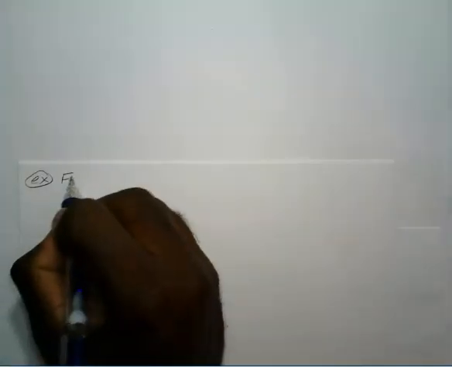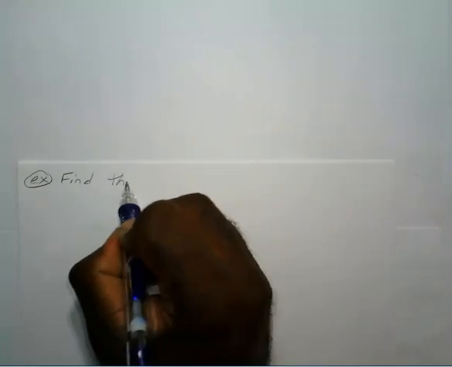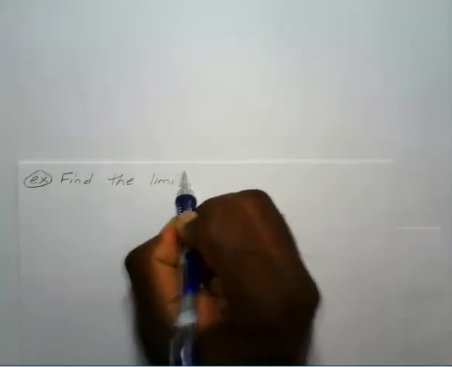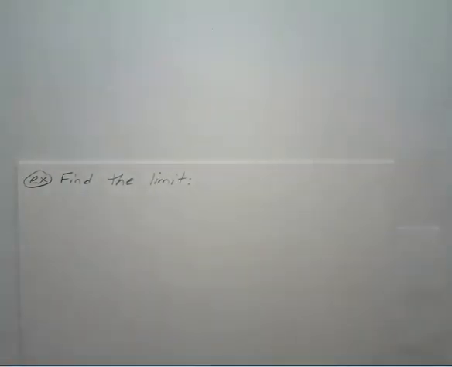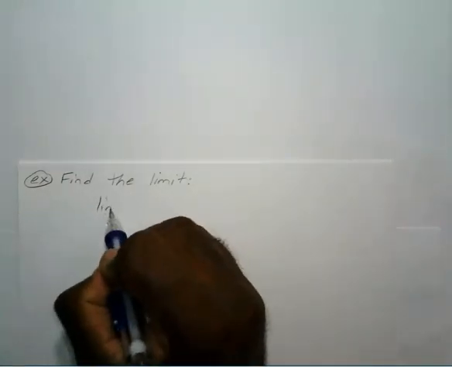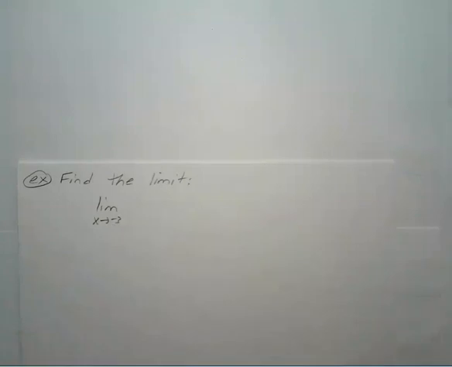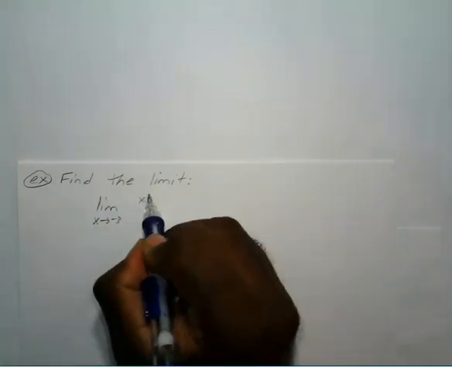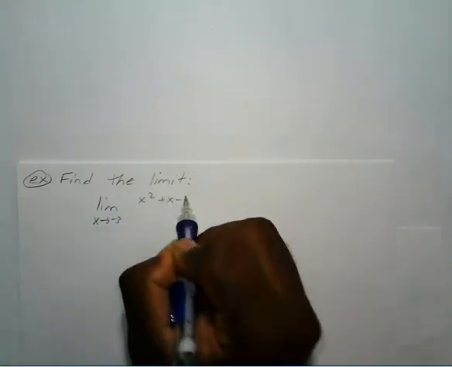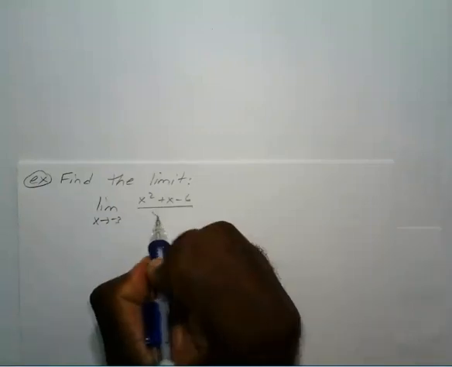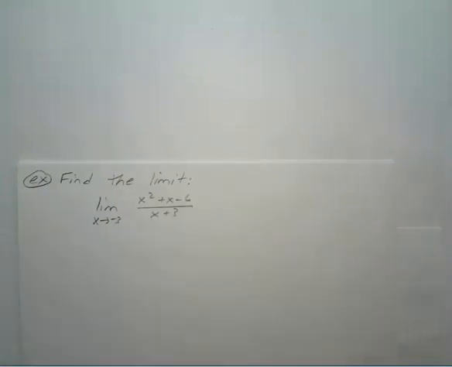Alright, so let's say, for example, if you wanted to find the limit as x approaches -3 of x squared plus x minus 6 all over x plus 3.